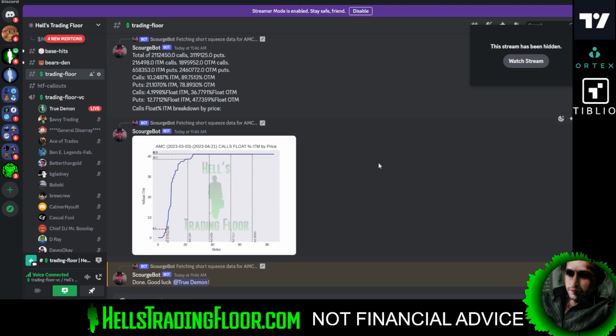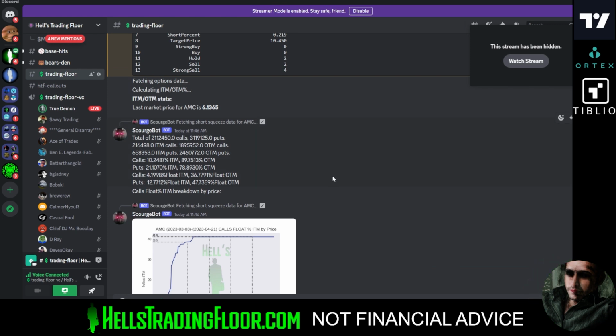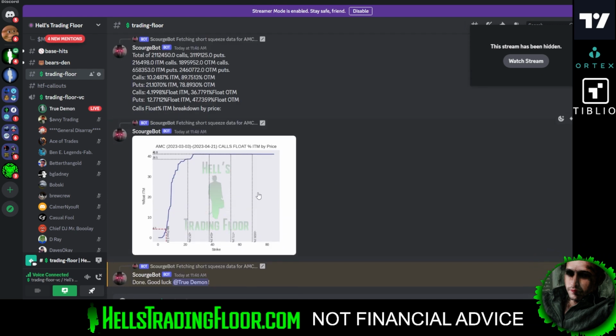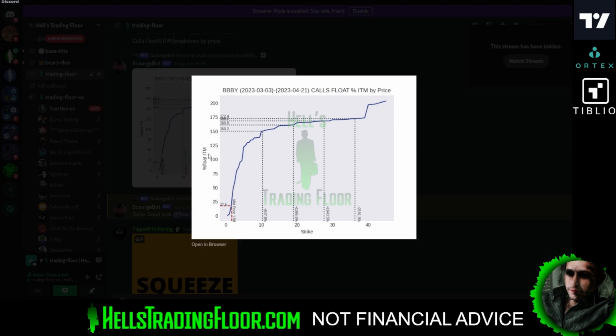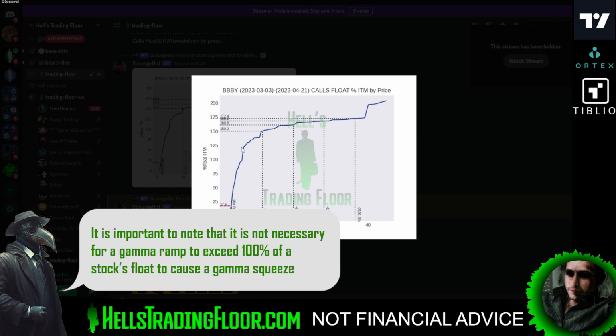To illustrate the effect of this, I want to make mention that it's very rare for any stock to have a gamma ramp as large as Bed Bath and Beyond does. There's only one other time in the history that I've been doing this that I've seen a gamma ramp chart this large, and that was actually SPRT back in August of 2021.